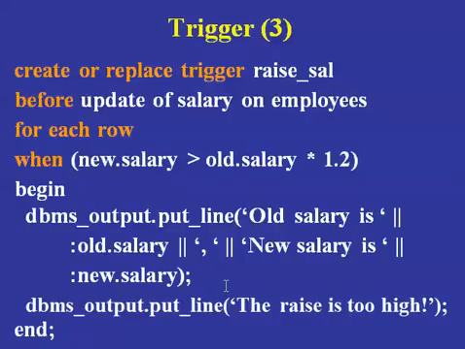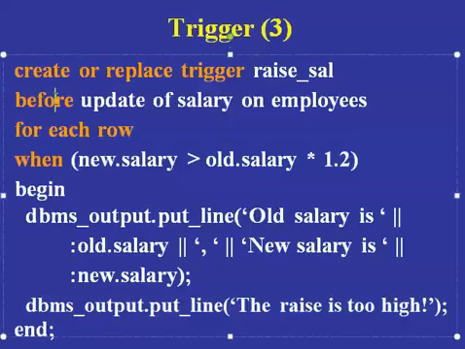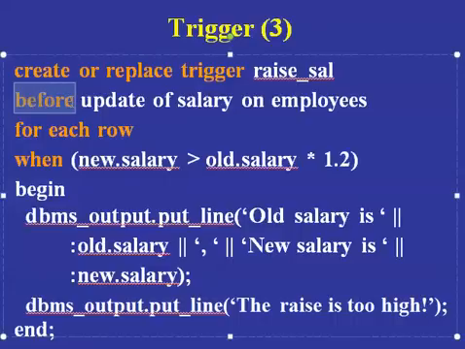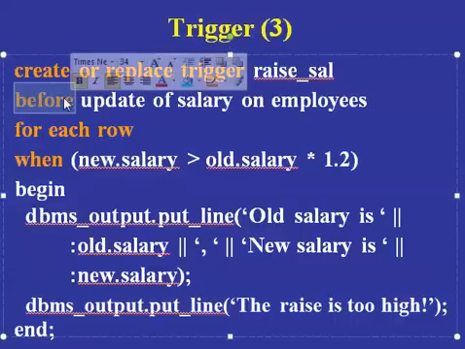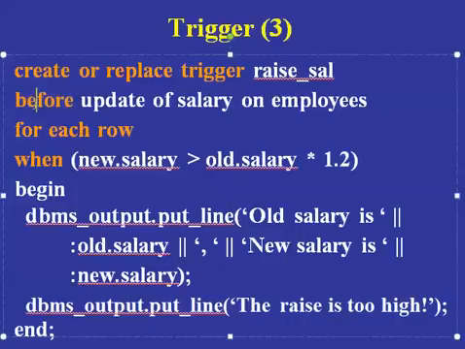Here is an example. Here we got a create or replace trigger. This is the name of the trigger. So this looks like a function. The difference is there should be some type of event. The event can be a before or an after, on either a delete, insert, or update. So in this case, it's a before. They're trying to update from table employees the attribute salary.